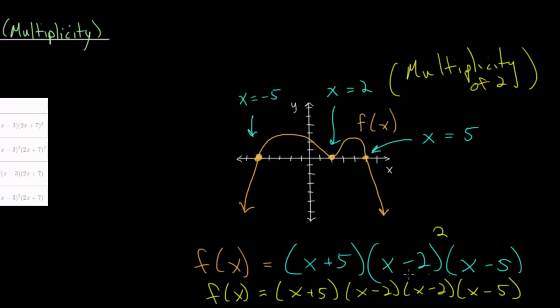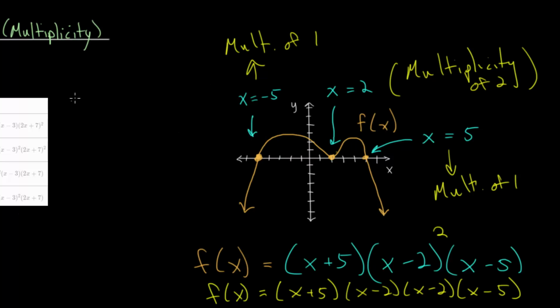So written this way, it's more clear that the value of 2 would make this term 0 and this term 0, which is one of the reasons why we say this is a double 0. But in general, if it has odd multiplicity, so these right here and right here, this we would say has multiplicity of 1, and same with this one. And in general, when it has odd multiplicity, it goes straight through. And when it has even multiplicity, it comes down and touches it and then goes back up.